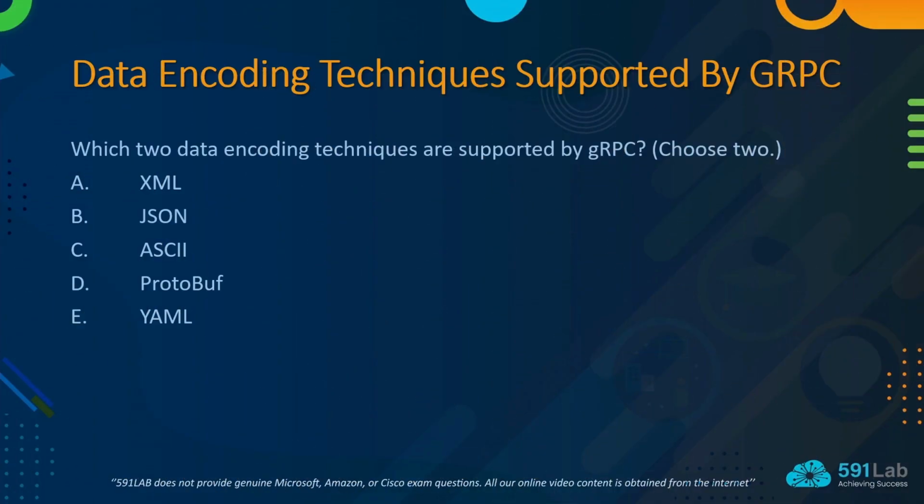Okay, let's start from the first topic, data encoding techniques supported by gRPC. The question is, which two data encoding techniques are supported by gRPC? Choose two. Option A, XML. Option B, JSON. Option C, ASCII. Option D, protobuf. Option E, YAML.